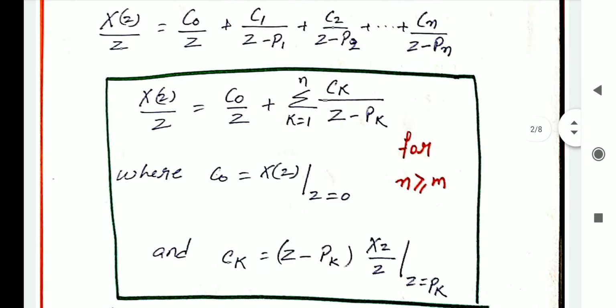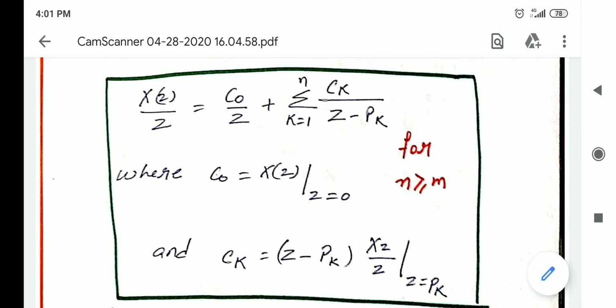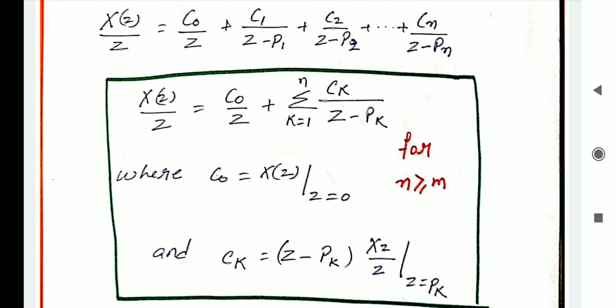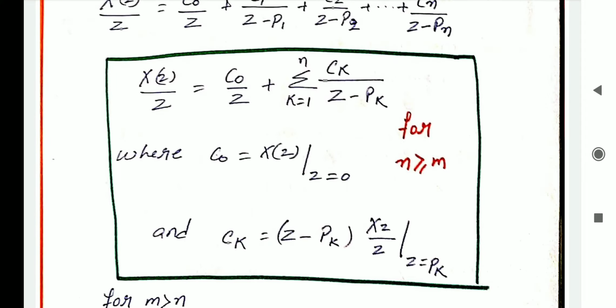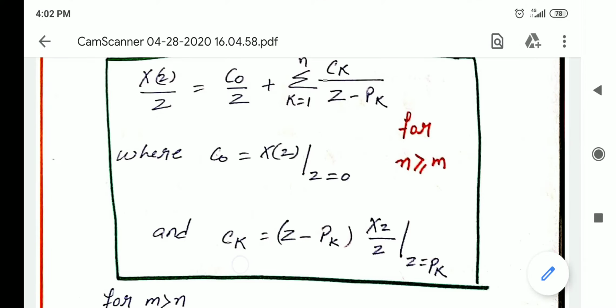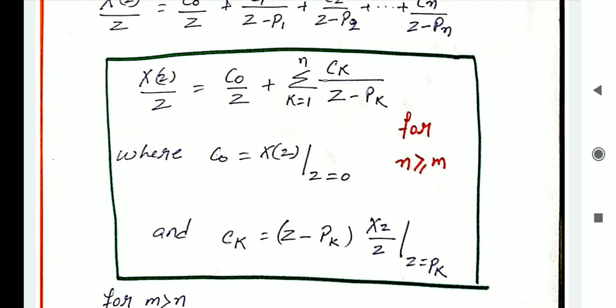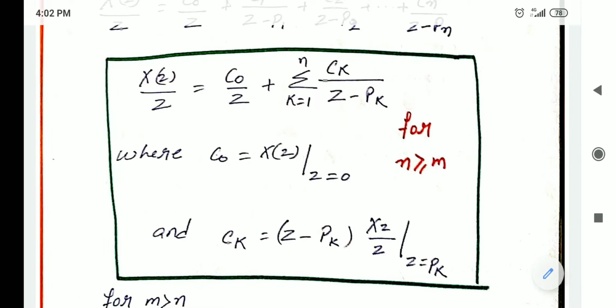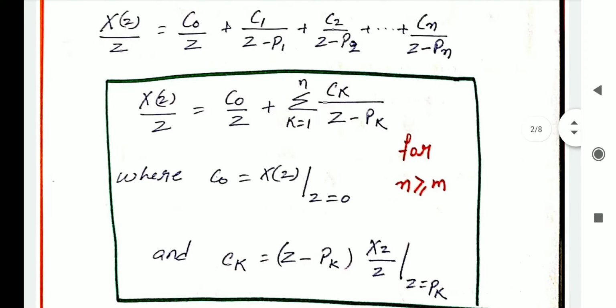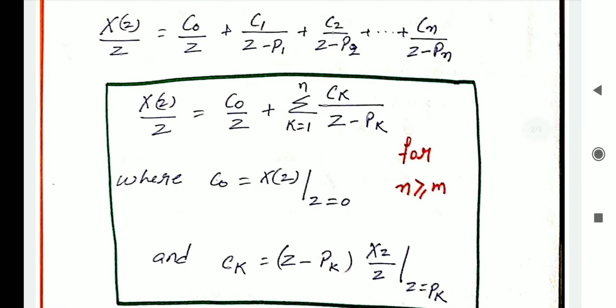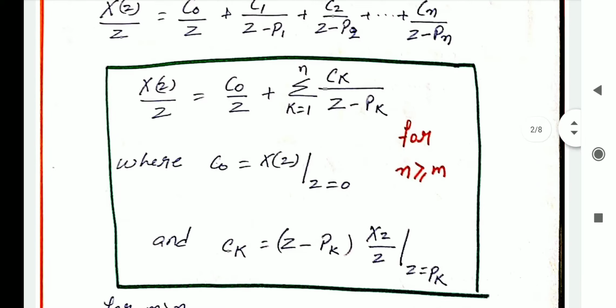Now this can be further written as x of z by z equals c naught by z plus summation k equals 1 to n of ck by z minus pk, where c naught can be obtained as x of z for z equals 0, and any value of ck can be obtained as z minus pk times x of z by z for z equals pk. So this is the method by which we can obtain the different values of c, that is c0, c1, c2 and cn, by substituting the different values of the poles for z. And this is possible only when n is greater than m.